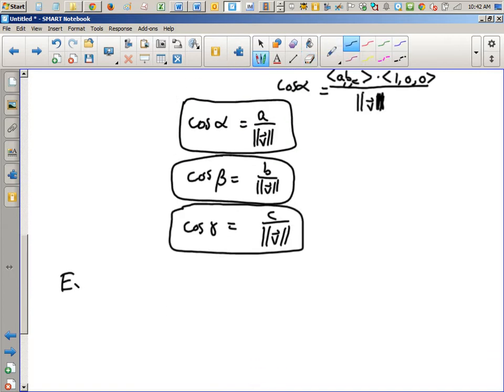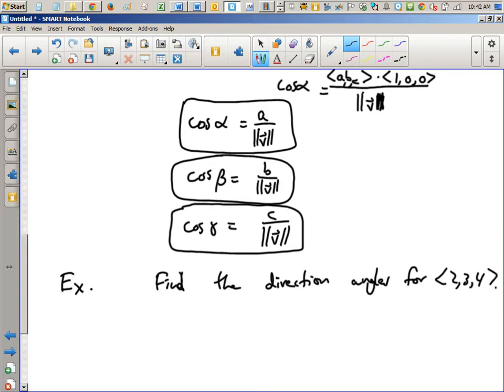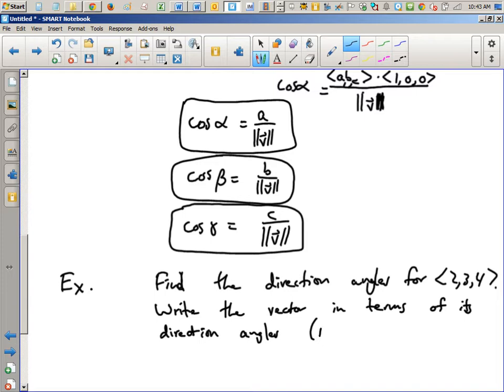Okay, so for example, find the direction angles for 2, 3, and 4. Then write the vector in terms of its direction angles. This is our fancy way of saying use polar form and write the vector. So this is like a polar form of 2, 3, 4.